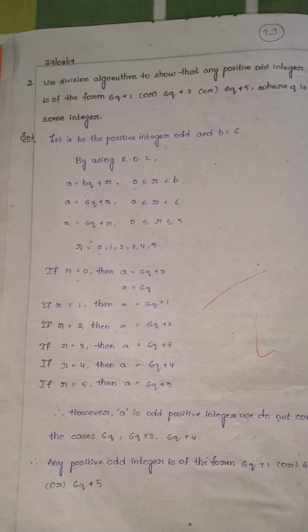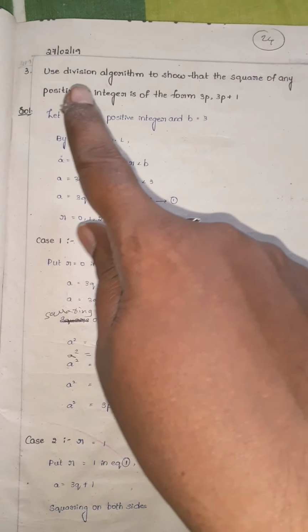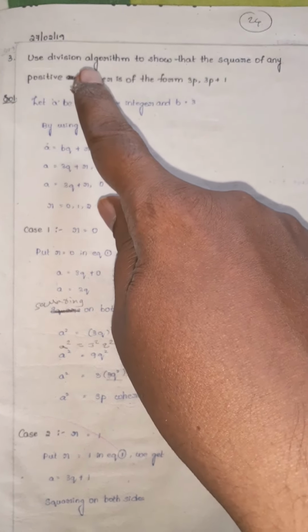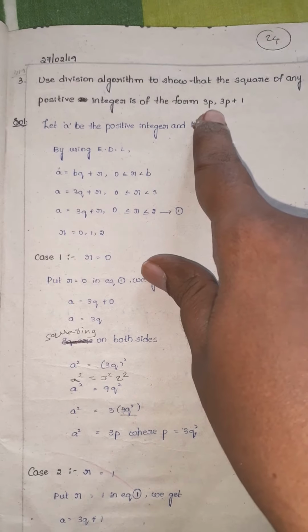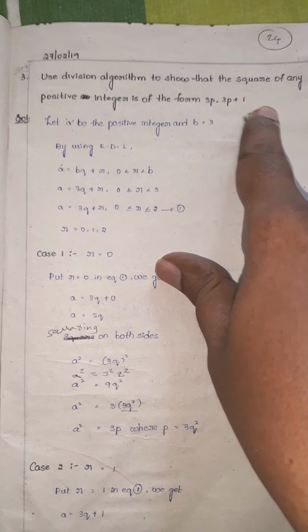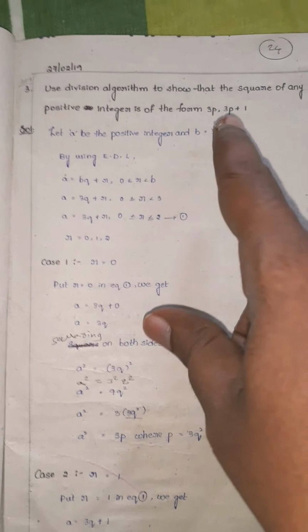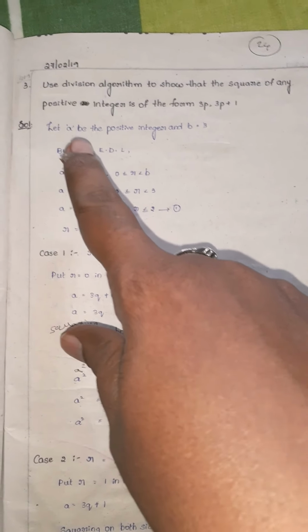Next problem. It is a very important 4 marks question. Use division algorithm to show that the square of any positive integer is of the form 3p or 3p plus 1. So it is a very important problem.